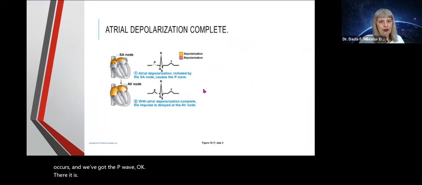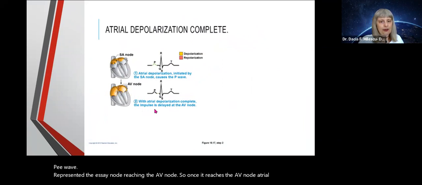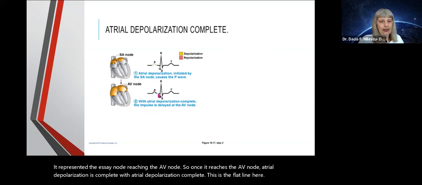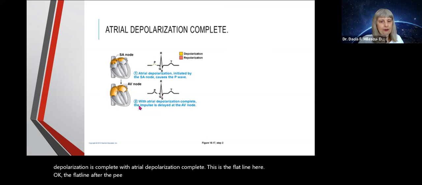Second occurrence is that the P wave represented the SA node reaching the AV node. So once it reaches the AV node, atrial depolarization is complete. With atrial depolarization complete, this is the flat line here. Okay, the flat line after the P wave. And this represents the delay in that AV node firing. So the impulse is delayed at the AV node. Next.